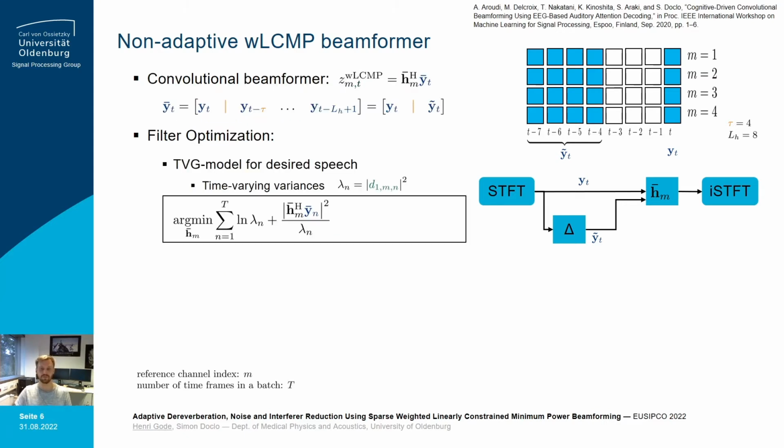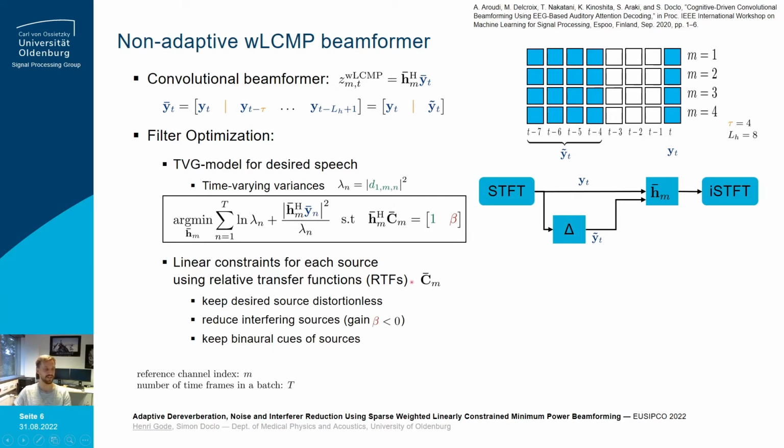Now it has been proposed to optimize the filter H-bar by modeling the desired target signal with a time-varying Gaussian, resulting in this cost function. So time-varying Gaussian means that the variances are independent over all time frames and are given by the power of the desired target signal, as seen here. But this cost function is not complete yet, because additional linear constraints are formulated using the relative transfer function vectors of the sources contained within the matrix C-bar. Here you can see a green 1 corresponding to a distortionless constraint for the target source, and the beta in red denotes a gain reducing the interfering source. These RTF constraints also have the effect that the binaural cues of the sources are preserved.